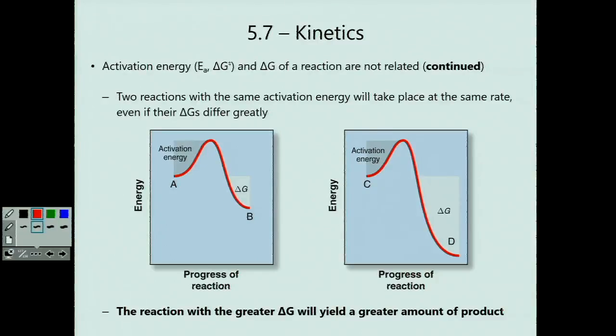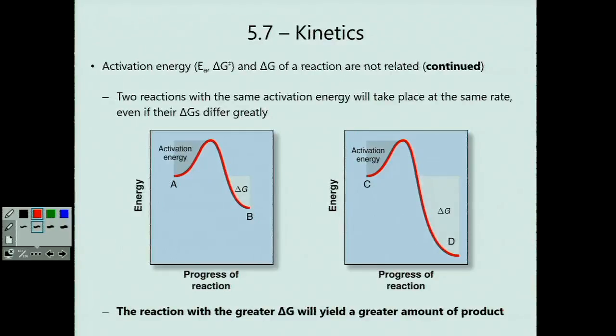You can also have reactions that have the same activation energy, but then they have different delta G. So what is the difference in the outcome of these two? So the rate of disappearance of A will be the same as the rate of disappearance of C because they go at the same speed. However, the difference between B and A is smaller than the difference between D and C. So what that means is that at equilibrium, there's going to be more D than there is B, right? Because this is lower energy. So D is more stable than B.